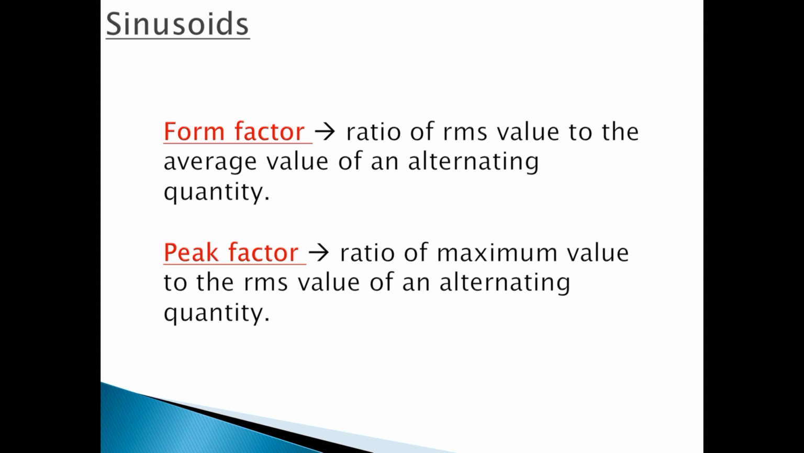Now we have form factor and peak factor here. Form factor is the ratio of the RMS value to the average value of an alternating quantity. Peak factor is the ratio of the maximum value to the RMS value of an alternating quantity. Again, the key term: for peak factor, the numerator is the maximum value; for form factor, RMS over the average.